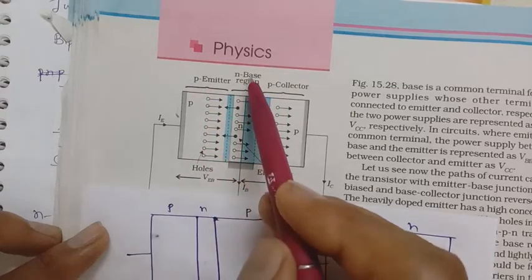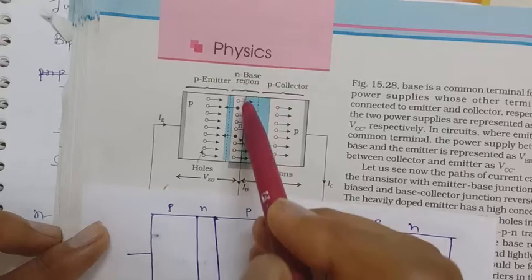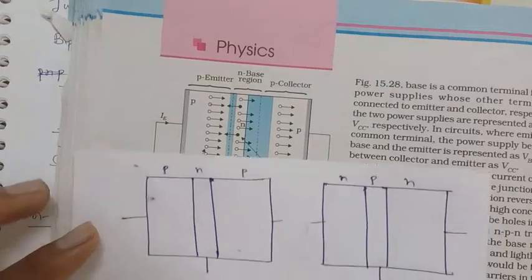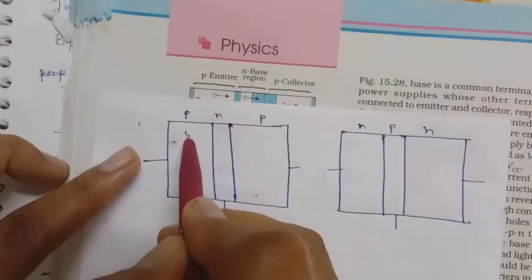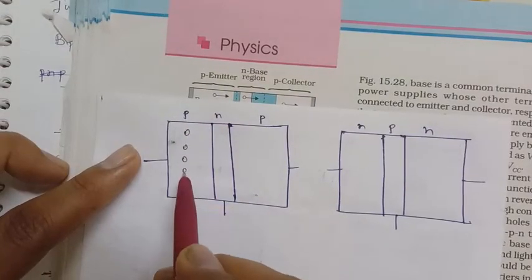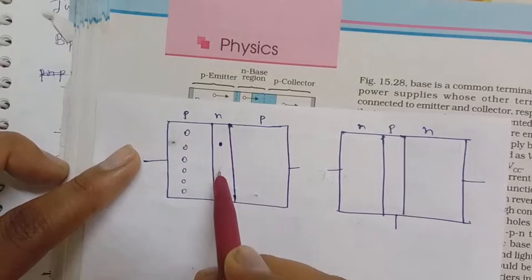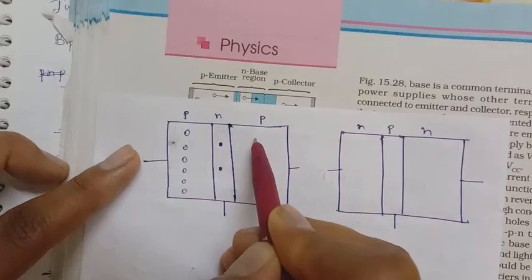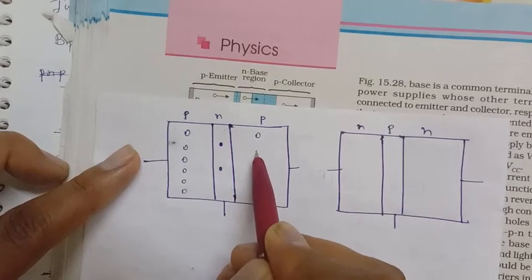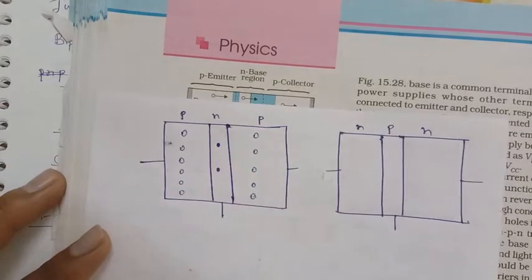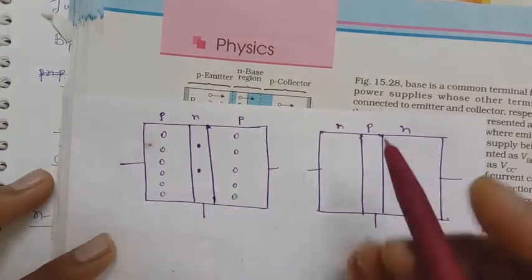So here you have to observe, the base is very lightly doped, and the P here is heavily doped. In P type, the majority carriers are holes. In N type, it is lightly doped. These are the electrons. And here the collector is moderately doped. So opposite to this, here you have to draw the diagram.